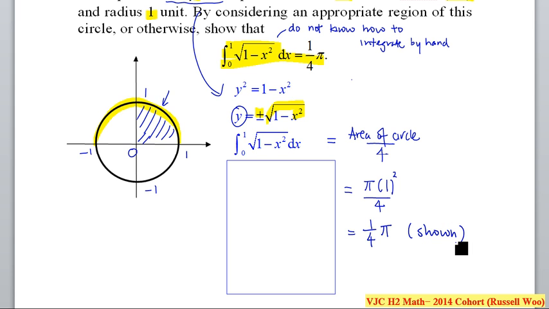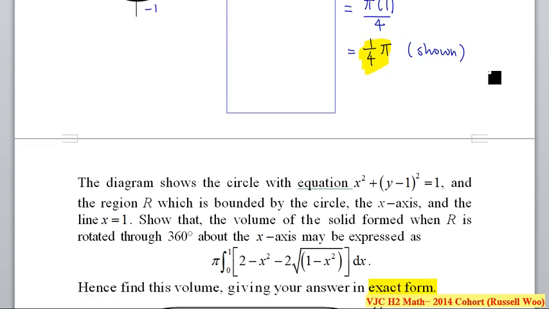Now, can I just emphasize that this step is crucial? Because the answer is given. You better make sure that you show the examiner that you understand this thing. It is the area of the circle divided by 4. Important. Can? Alright, let's go to the next part.